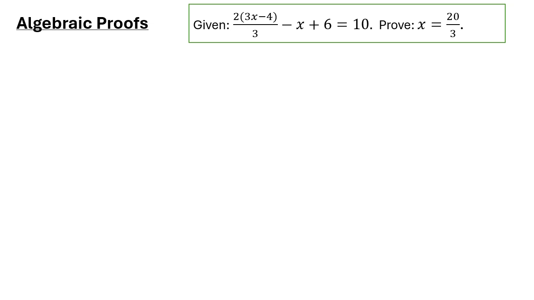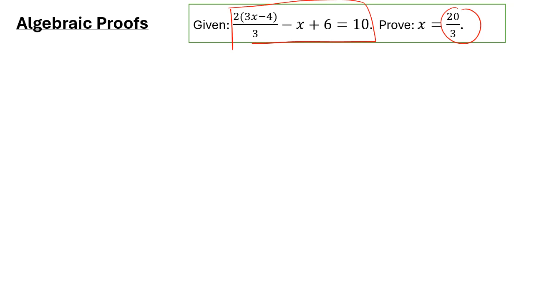In this lesson, we are going to review algebraic proofs. And we are going to use algebraic proofs to complete what we're given right here. So we're given that 2 multiplied by (3x minus 4) divided by 3, minus x plus 6, equals 10. And we will prove that x is equal to 20 over 3, meaning that the solution to this equation on the left-hand side, we go ahead and just highlight that. This equation here, if we solve it, x is going to get the value 20 over 3.